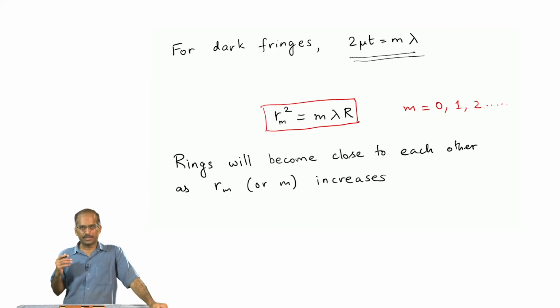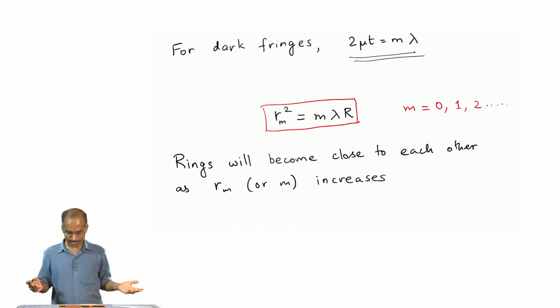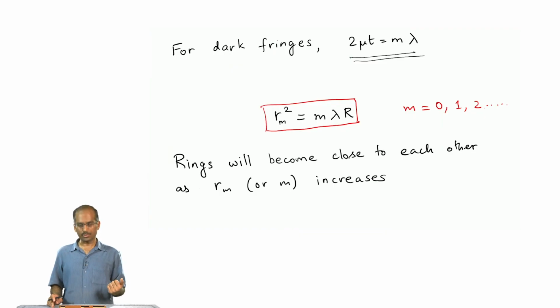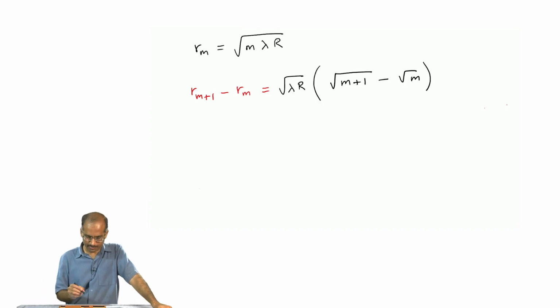So, you will see that as m increases, the distance from the center also increases, and what we can infer also from this is that the rings will become close to each other as Rm increases. In other words, the fringe width gets smaller and smaller. Now, I want to find out what is Rm plus 1 minus Rm, which is simply the fringe width, and that is given by this relation.